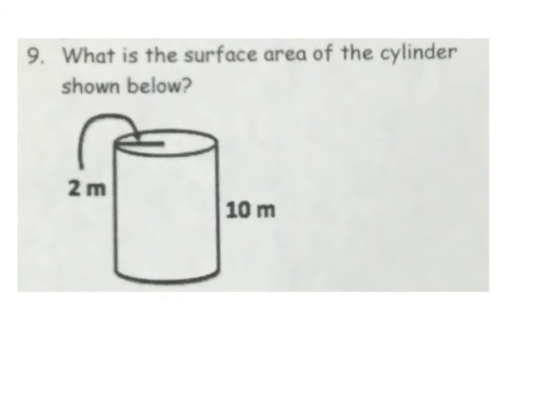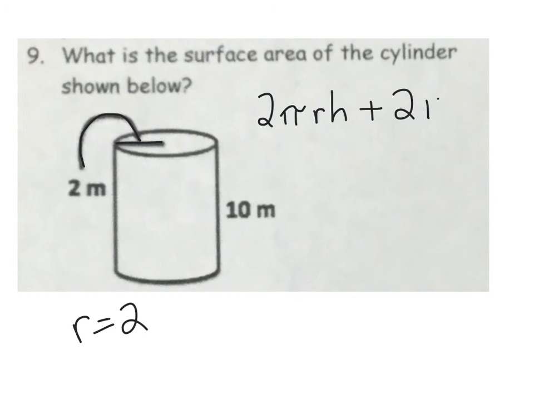Okay, number 9. What is the surface area of the cylinder shown below? Okay, so surface area, this is what we got done doing today. So this 2 is the radius, so radius equals 2. All right, so surface area, remember, is 2 times pi times the radius times the height plus 2 times pi r squared. So just what we did today.